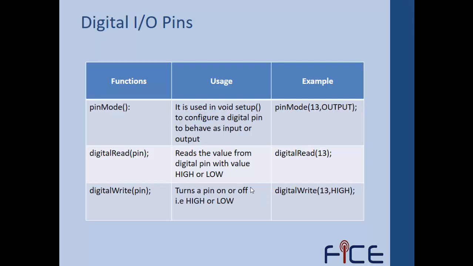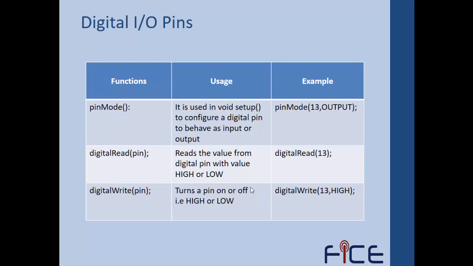Similarly, if you want to write something on the digital pin, what can we write? Either LOW or HIGH. That is done using digitalWrite. The API for writing on the digital pin is digitalWrite and the pin number. It will take two arguments: on which pin, and what value. So it turns a pin on or off, that is HIGH or LOW. So digitalWrite(13, HIGH) means we want to write a HIGH value on pin number 13.